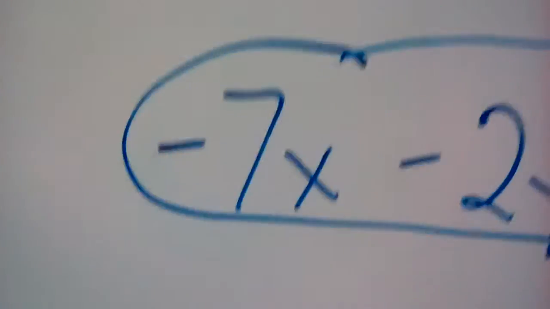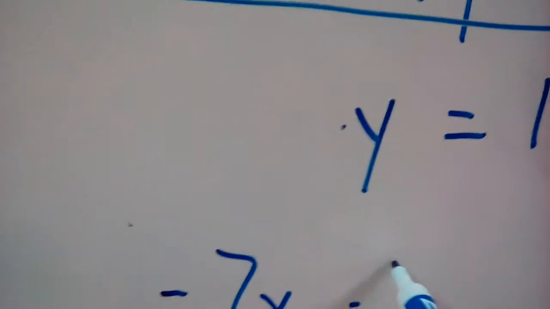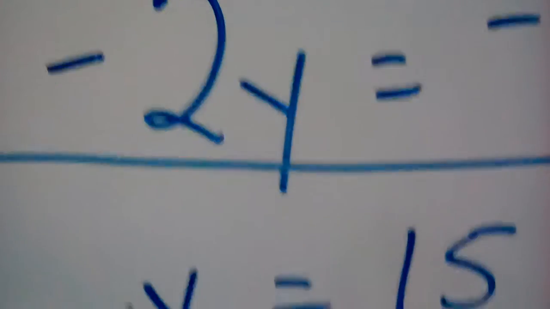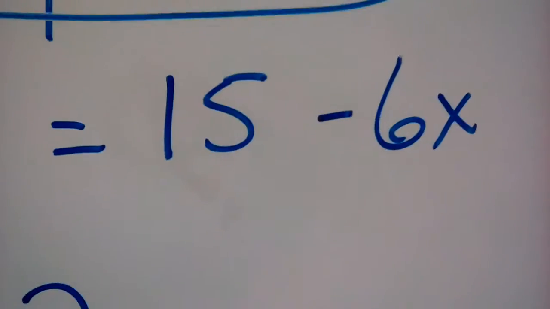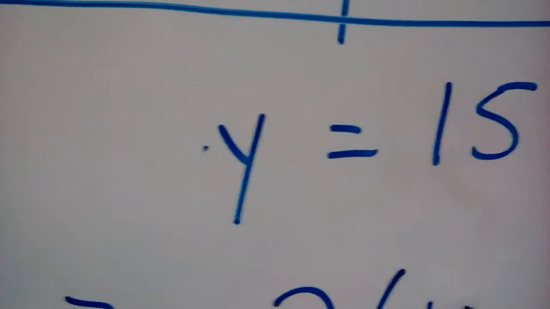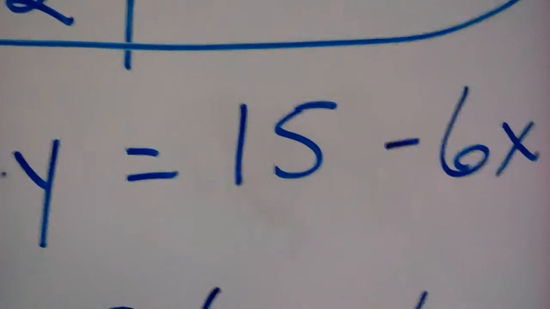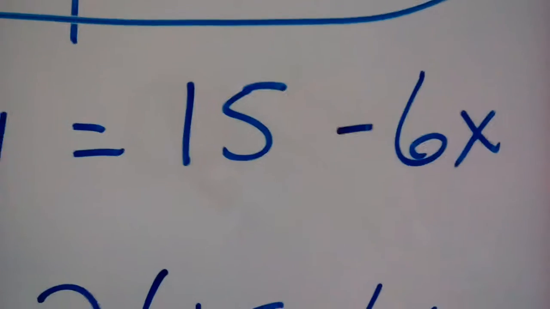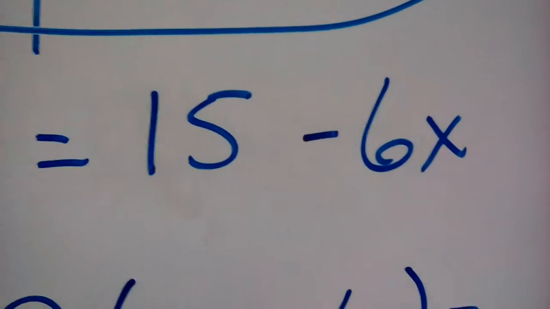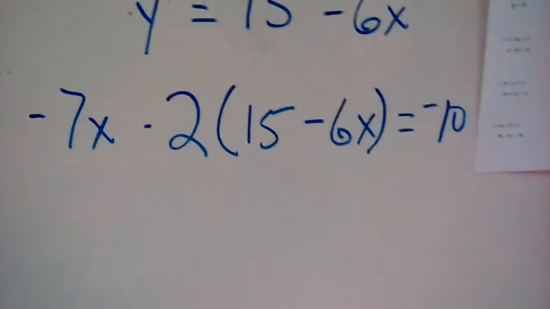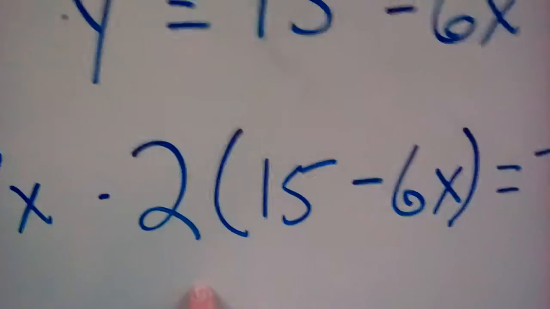So I'm going to rewrite this, and I'm going to reuse this equation right here to figure that out. So I have negative 7x, right, minus the 2. But now I have that y, and wherever I see a y, I'm going to put 15 minus 6x. So I'm going to put 15 minus 6x, okay? And that's going to all be equal to negative 10. All right, so that whole equation is right there. Now remember, we did this before. This is that distributive property.